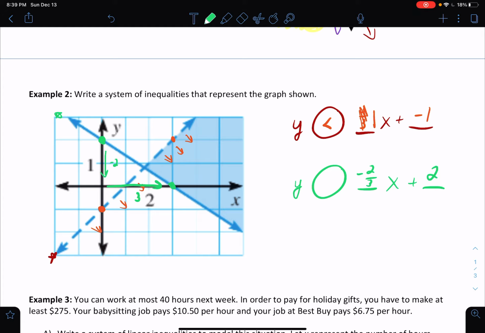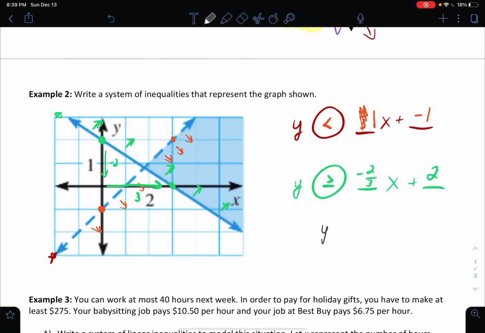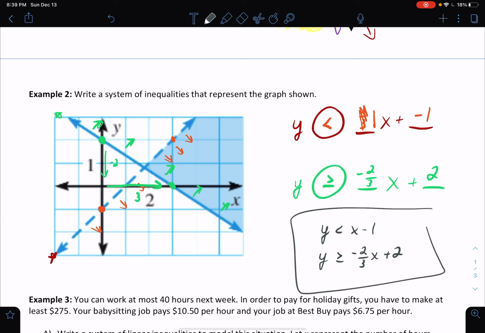For this inequality, we shade above, and it's a solid line. So that's going to be y is greater than or equal to -2/3 x plus 2. So my system of inequalities is y is less than x minus 1, and y is greater than or equal to -2/3 x plus 2. There is the system of inequalities for this graph.